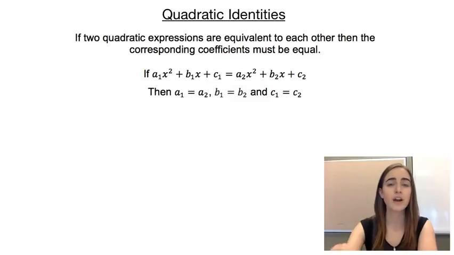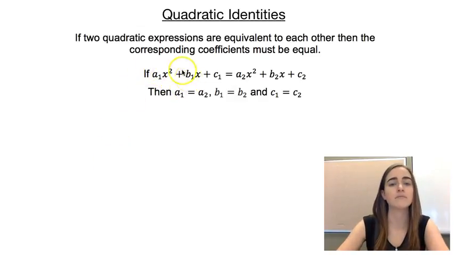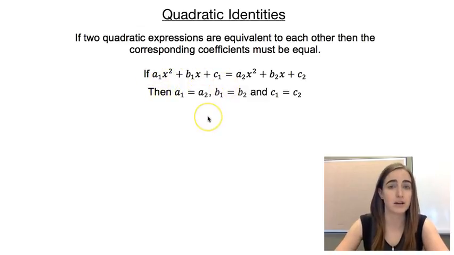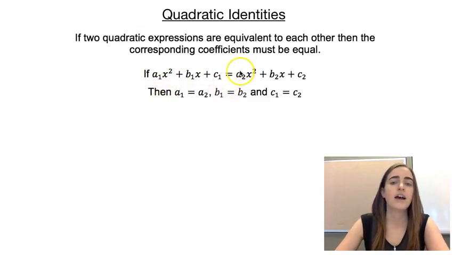In this video, I want to have a look at quadratic identities. So if two quadratic expressions are equivalent, that means that the corresponding coefficients must be equivalent. So for example, if we had a1x squared plus b1x plus c1, where a1, b1 and c1 are just numbers, they're just constants, and that's equal to a2x squared plus b2x plus c2, then those coefficients have to be equal.